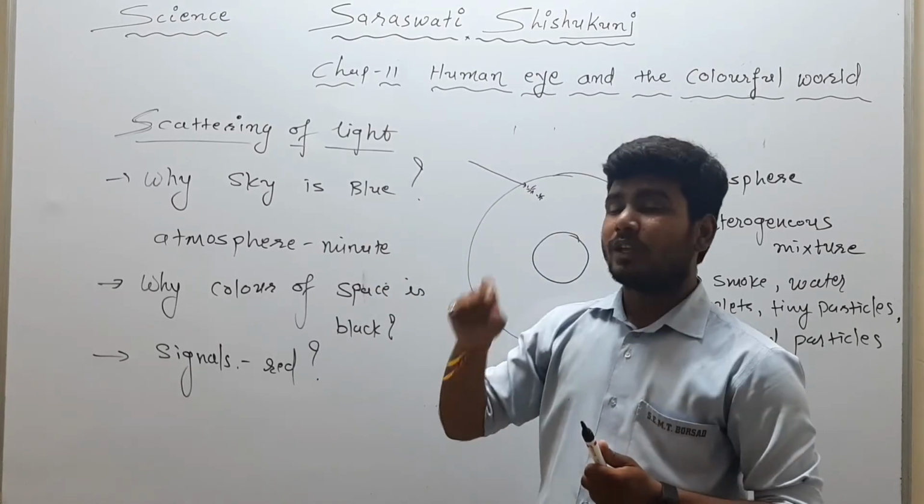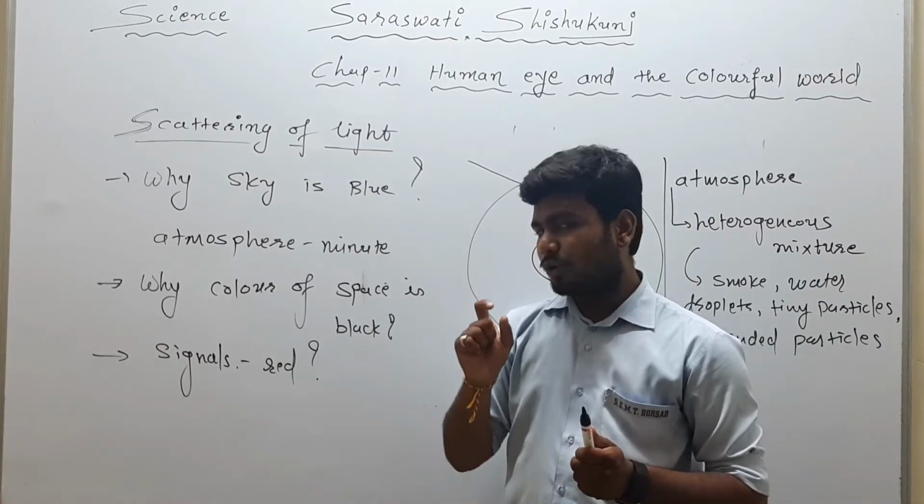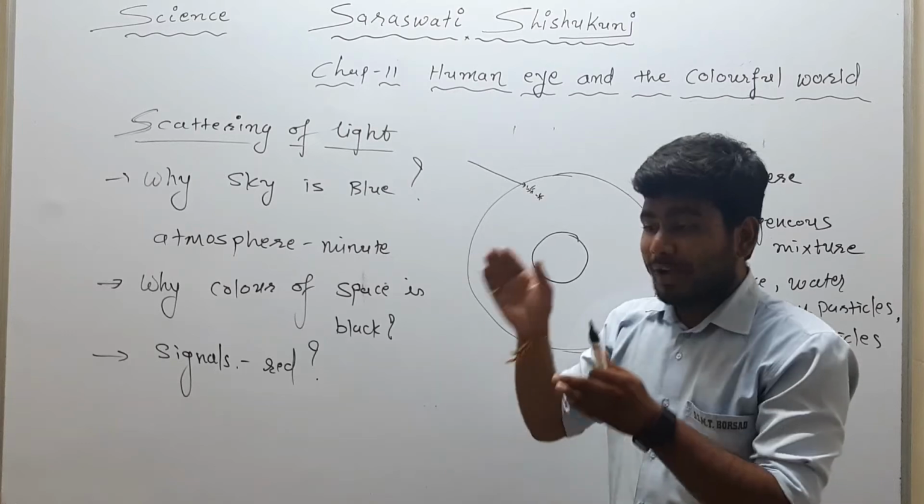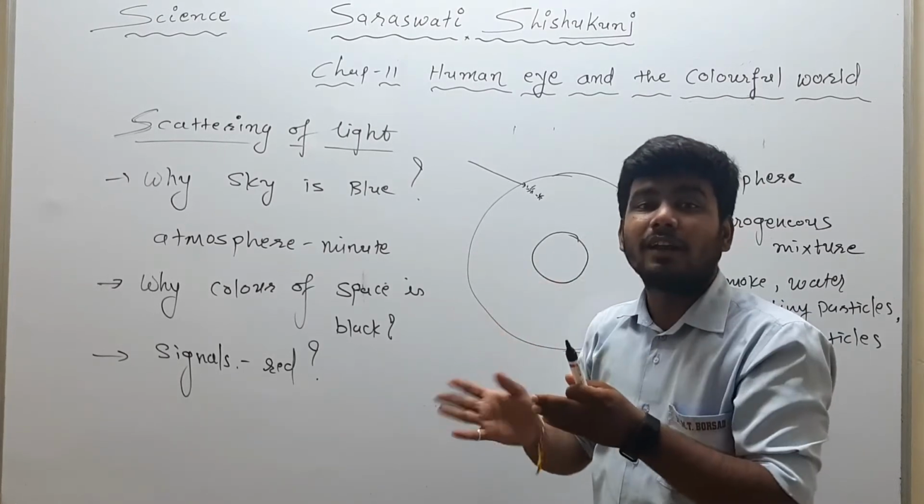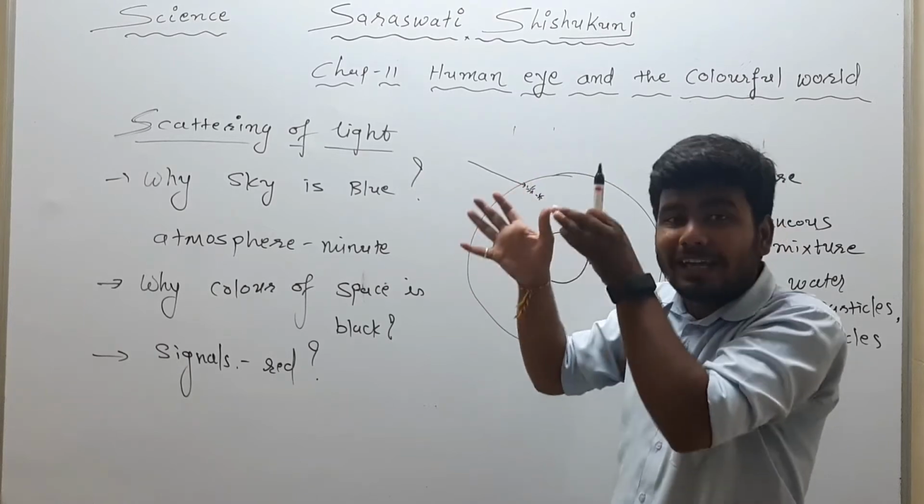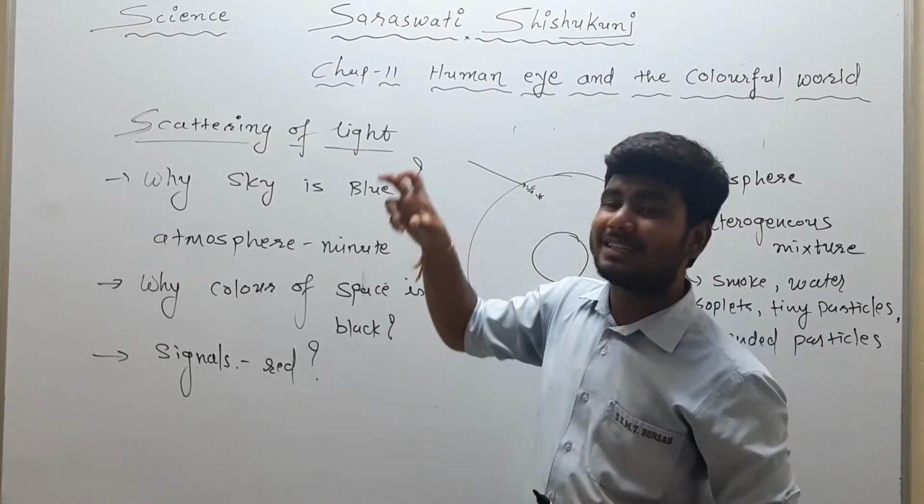Repeating again, beta, the red color is scattered by the large particles. The portion of large particles is less in our atmosphere. So as it is less, it will scatter less, right? And as it scatters less, the red color will be present for a long time.